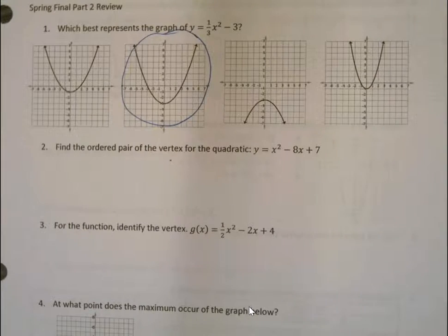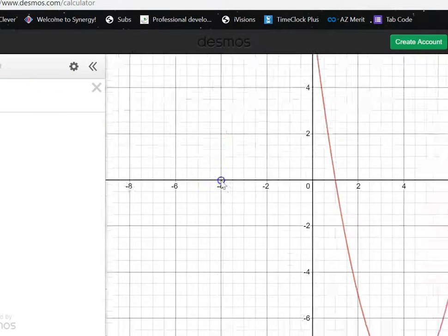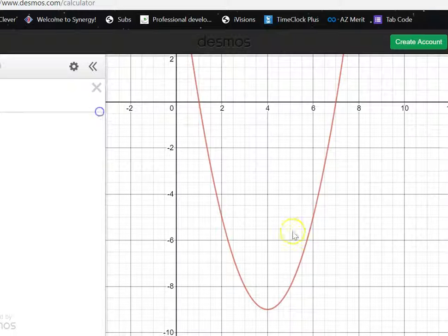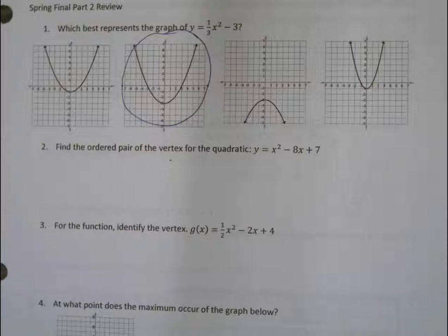Number 2 wants me to find the ordered pair of the vertex for this quadratic. What I'm going to do is type that into Desmos. And I'm going to move the screen. So my vertex is this point right here. It's the highest low point. So my ordered pair is going to be 4, -9.